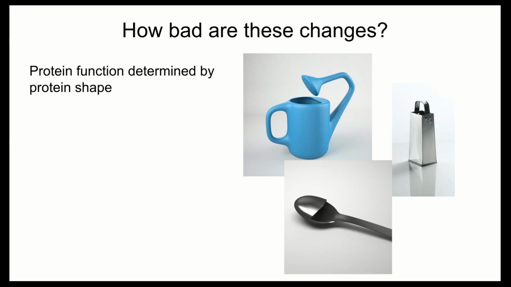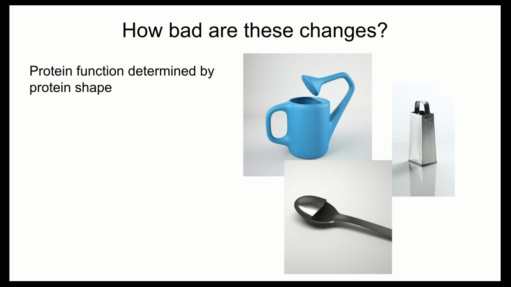If the shape of the watering can were changed very slightly so that the spout pointed back into the can, it's a very slight change, but think about its function. It wouldn't work at all. You can't water plants with that watering can.